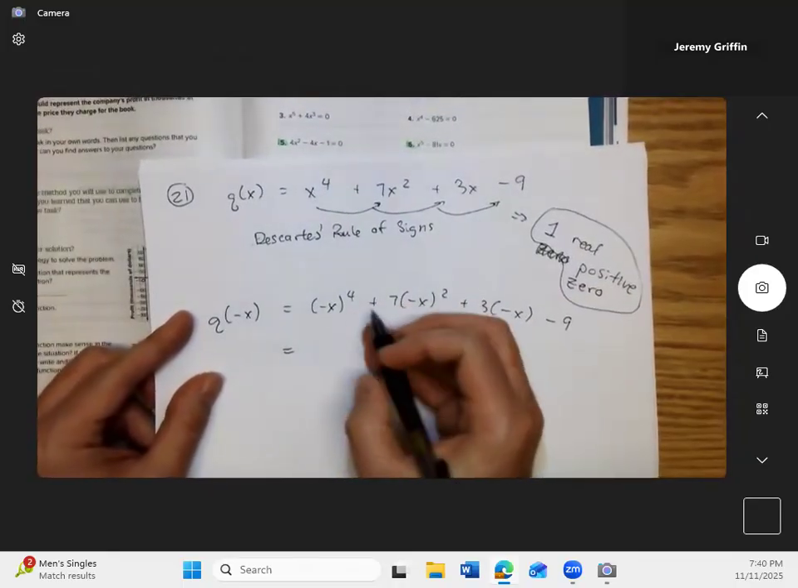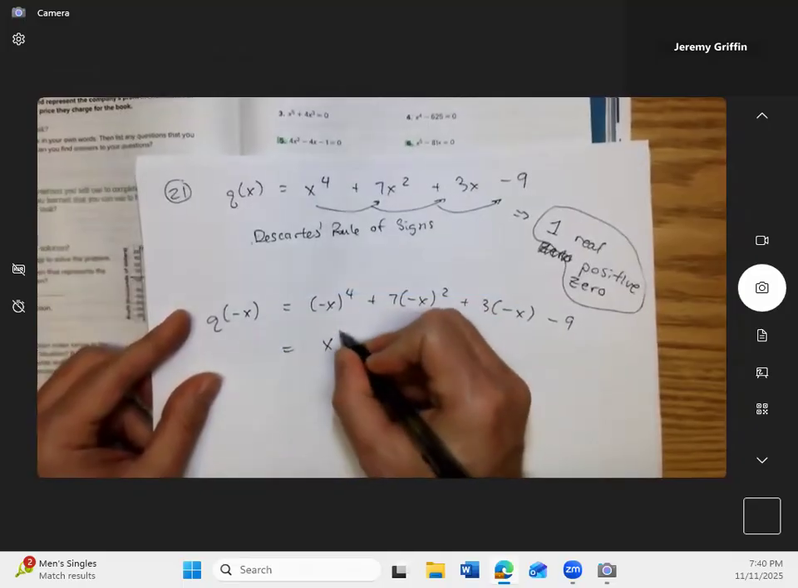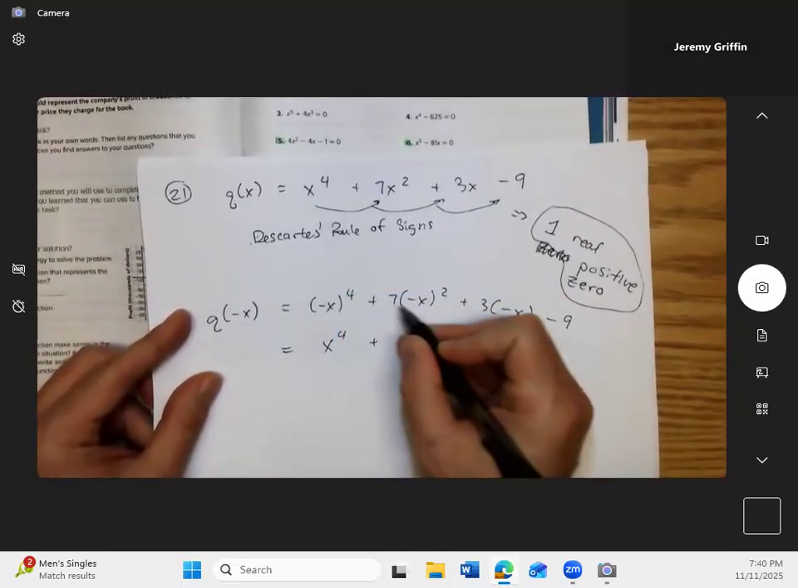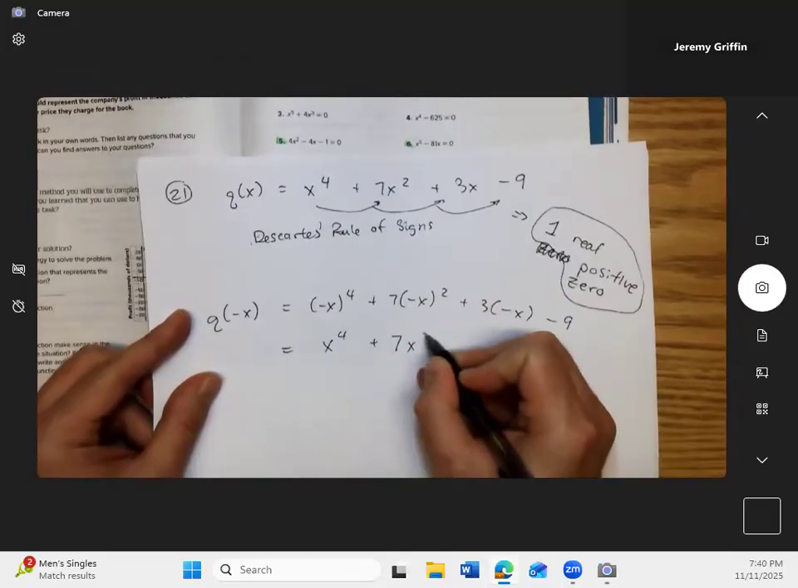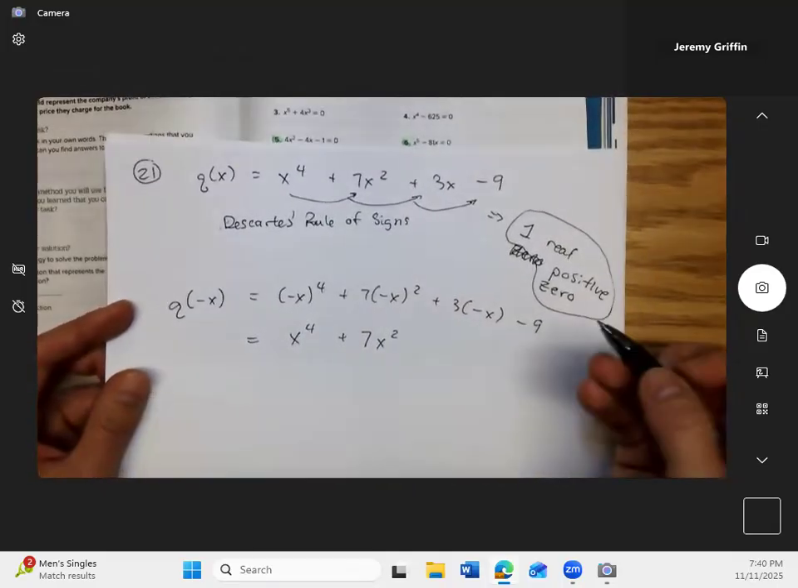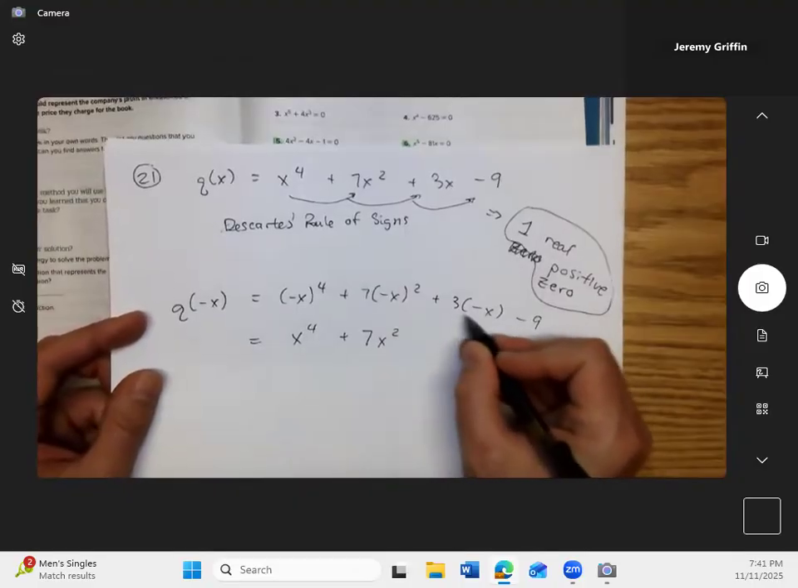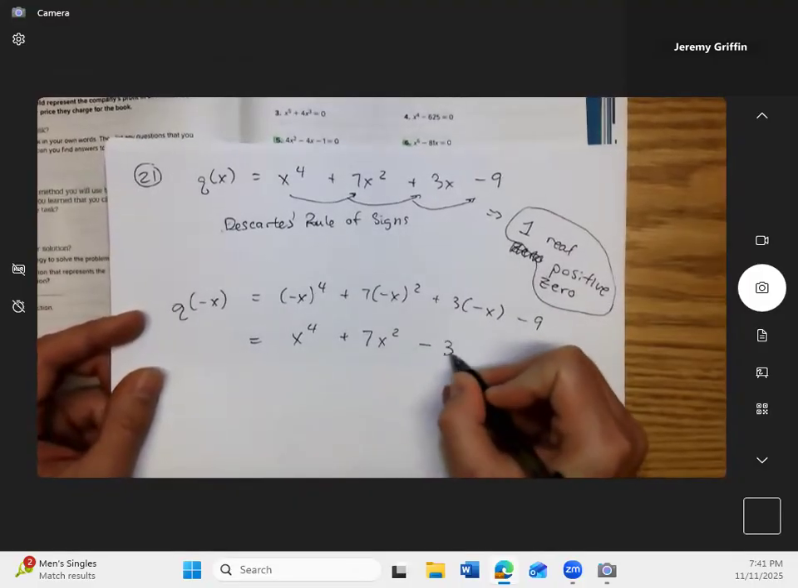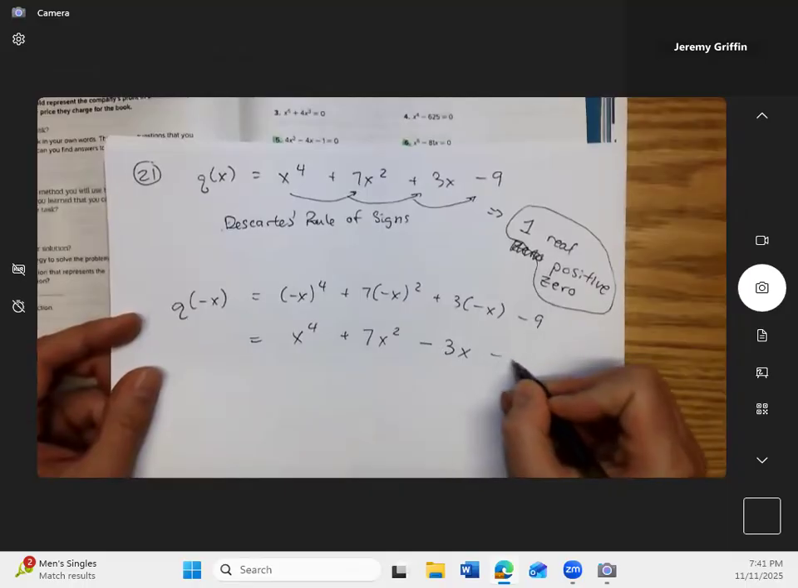So okay, power of 4 is just plain x to the 4. This positive stays positive because 7x squared. Notice we actually skipped over an x to the 3 term, so there is no x to the 3. Now here, x to the 1, this negative is going to come out, and there's a sign change. And then it's minus 9.